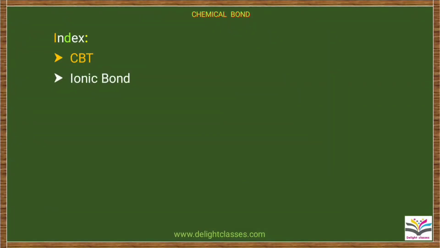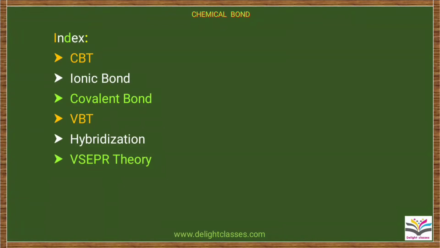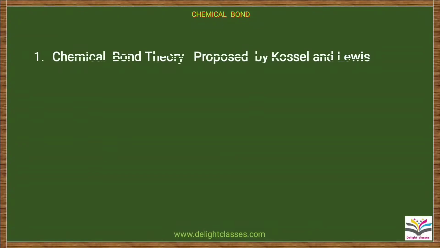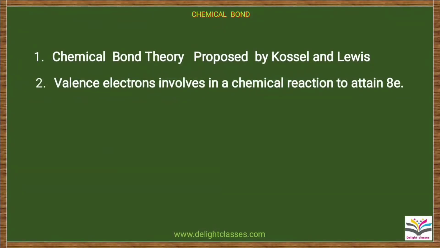CBT, ionic bond, covalent bond, VBT, hybridization, valence shell electron pair repulsion theory, MOT, and bond parameters. Chemical bond theory proposed by Kossel and Lewis.